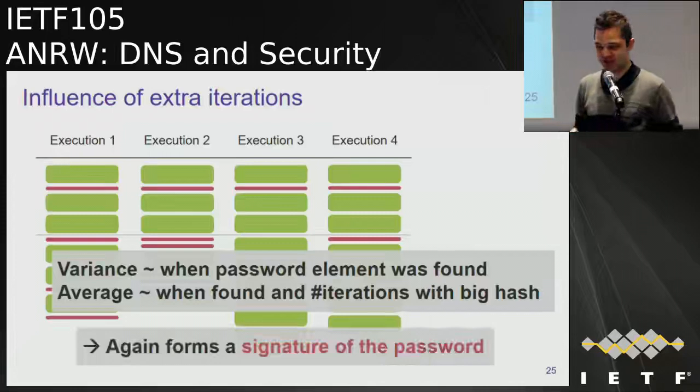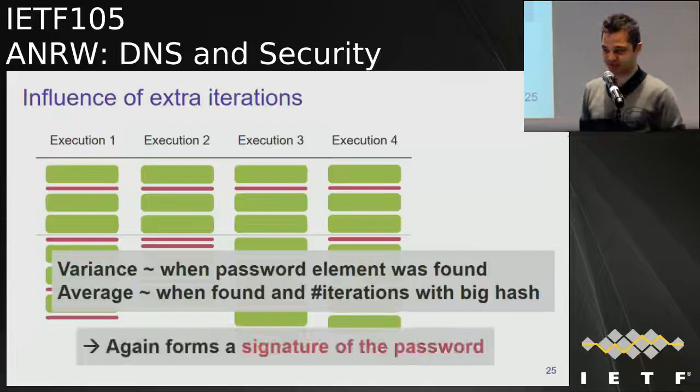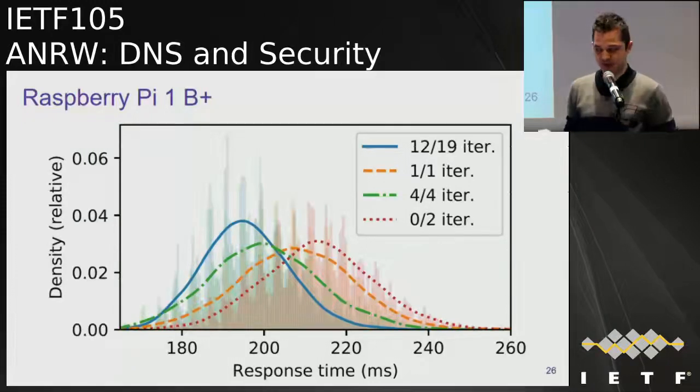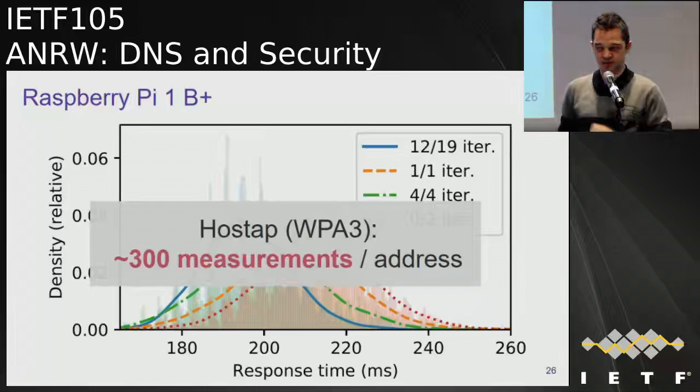So again, we have the same case here, that this forms a signature of the password, and we can use that in an offline dictionary attack. And if we perform this test again against a Raspberry Pi, we again notice that this timing information can be measured over Wi-Fi. In the case of Brainpool, we need to make more measurements per MAC address because the timing differences are smaller, but it's still feasible to do this in practice in a few hours.